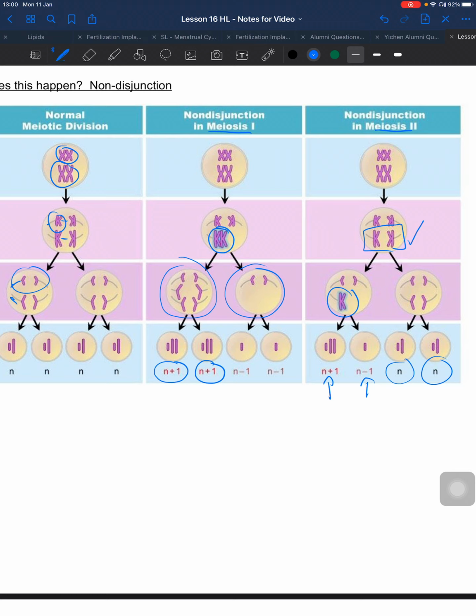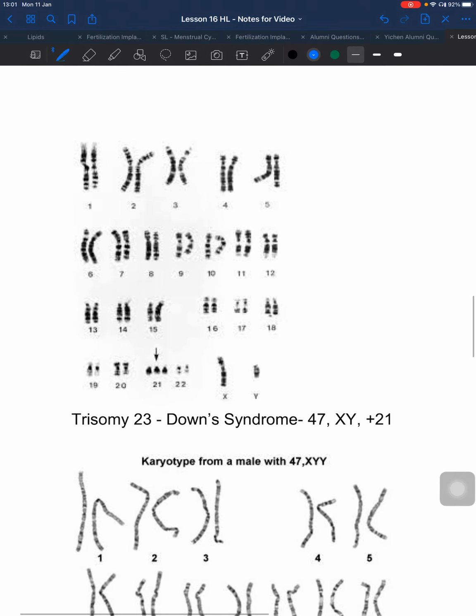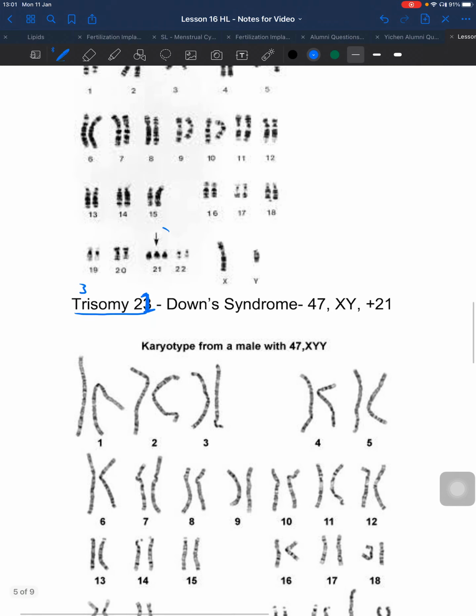Now, most of the time when this happens, if fertilization happens, that embryo is no longer viable, it doesn't develop, you don't even know you're pregnant. However, there are some disorders like Down syndrome, trisomy 21. And what you can see here is there's one extra chromosome, okay? And this is known as Down syndrome.